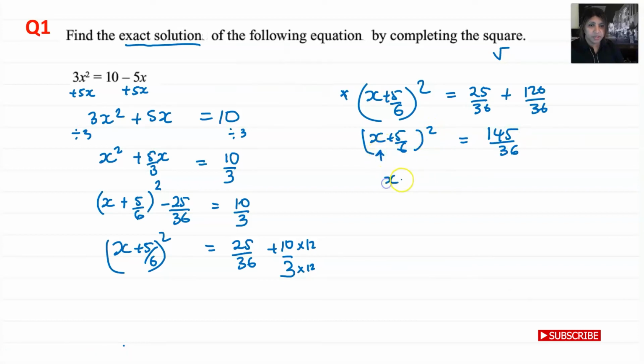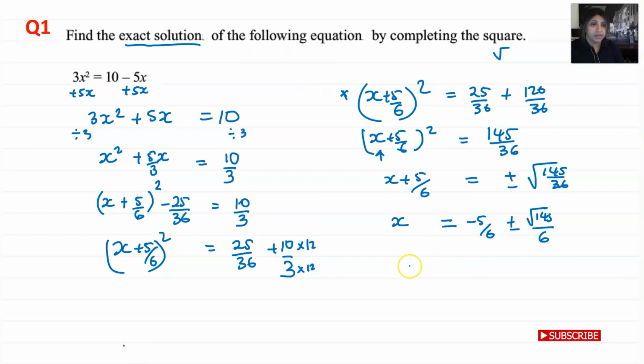So I need to do square root on both sides. So this will give me plus or minus the square root of 145 over 36. Okay, I need an x, so I need to subtract 5 over 6 from both sides, and this will give me negative 5 over 6 plus or minus square root of 145. I can take this out because 36 is a square number, so that's going to be over 6. Okay, so that is the answer for question 1 then.